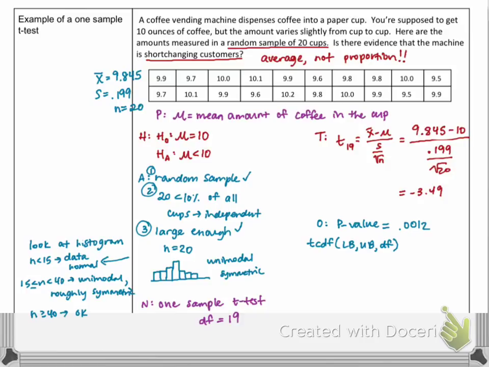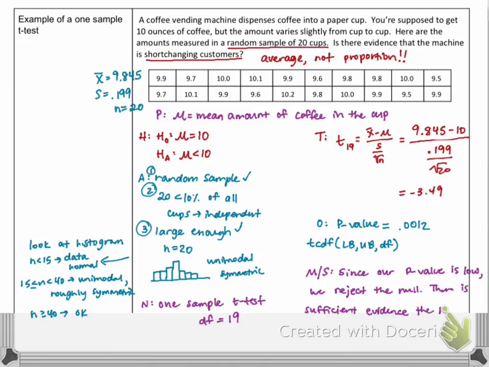All right, so let's check. So this is what my conclusion ended up looking like. And again, you're going to see me start to get lazy and put the M and the S together in one step. So since our p-value is low, we're going to reject the null hypothesis. There's sufficient evidence of the alternative hypothesis, which is there's sufficient evidence that the mean amount of coffee per cup is less than 10 ounces. And that's what this test has taught me. I gathered this sample. I found out that the mean amount of coffee per cup is likely less than 10 ounces. And that's how you do those tests.